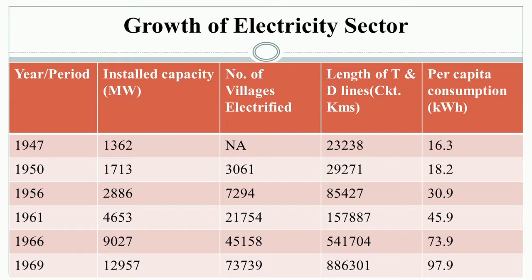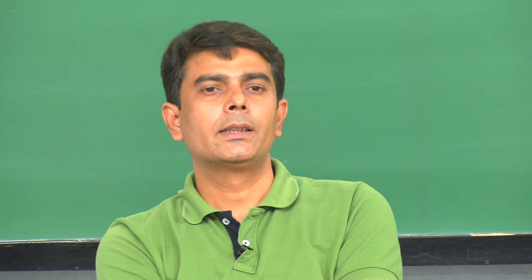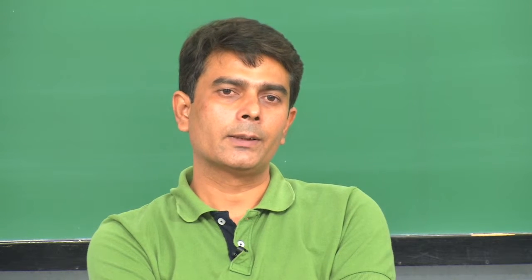The number of villages electrified in 1956 was much improved from the 1950 level, but again it was really a very small number given the number of villages in India at that time. But still 7294 villages shows that soon after independence and soon after the first 5-year plan, India achieved just a two times increase in the number of villages electrified.